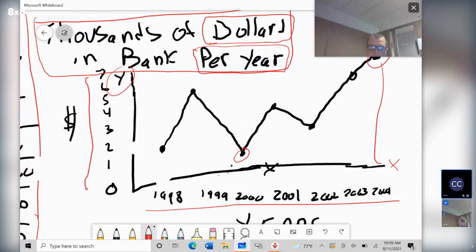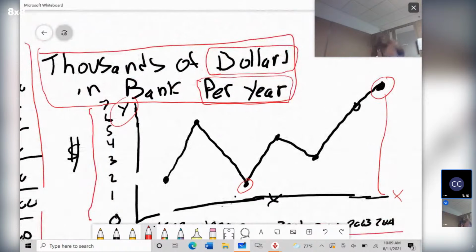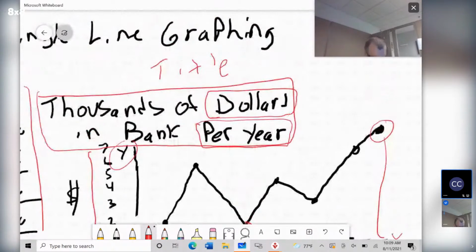Just remember, whenever you see a graph, like I said, the first thing you want to do is look at the title of the graph, because the title is going to give you the information that you're looking for. Like this one is thousands of dollars in the bank per year. That's the title of the graph. So this graph's going to do two things. It's going to look at thousands of dollars in the bank, and it's going to look at it by year. Okay? So you have a pretty good idea what this graph is representing just by looking at the title.